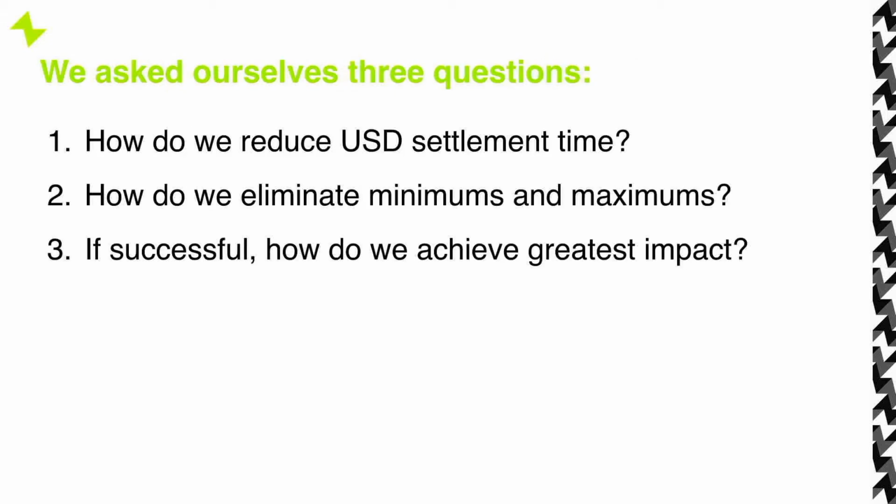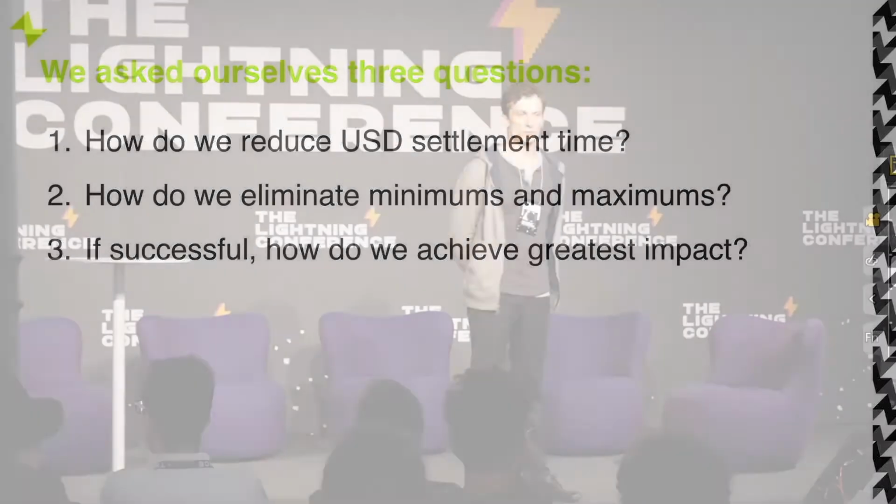So there's really three questions that we have to ask ourselves when it comes to solving this problem. The first one is, how do we reduce the US dollar settlement time? The second one is, how do we eliminate minimums and maximums? How do we make it possible to trade very, very small and very, very large amounts very quickly? And then, if we can solve those two problems, what do we do with the solutions? How do we apply it and take it to market?